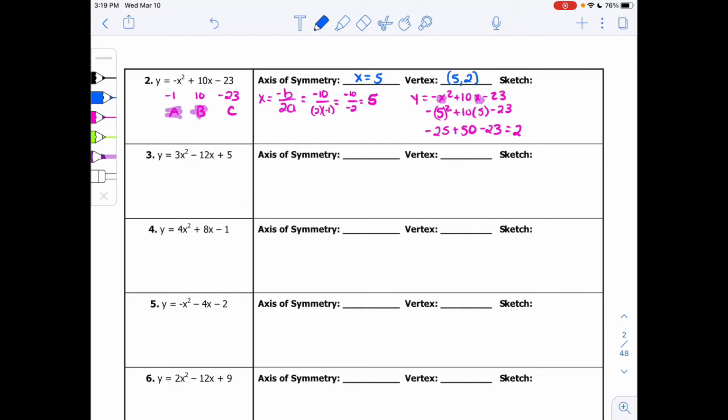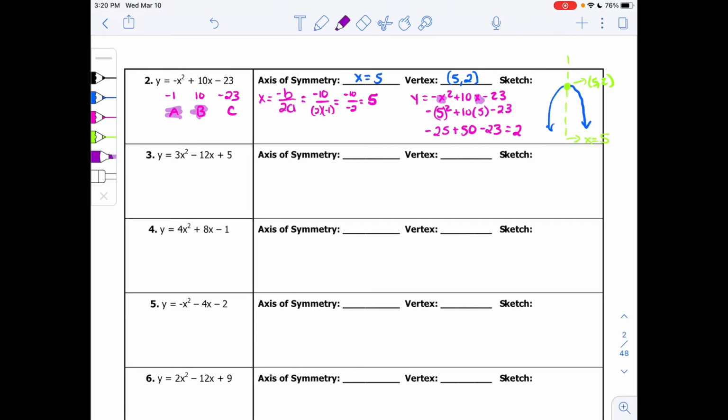We have to have our axis of symmetry in order to calculate and figure out our vertex. Now to create our sketch, because a is negative, we know it opens downward. Our vertex, this maximum point we calculated, was the point 5, 2. And then our axis of symmetry that divides it in half is x equals 5.